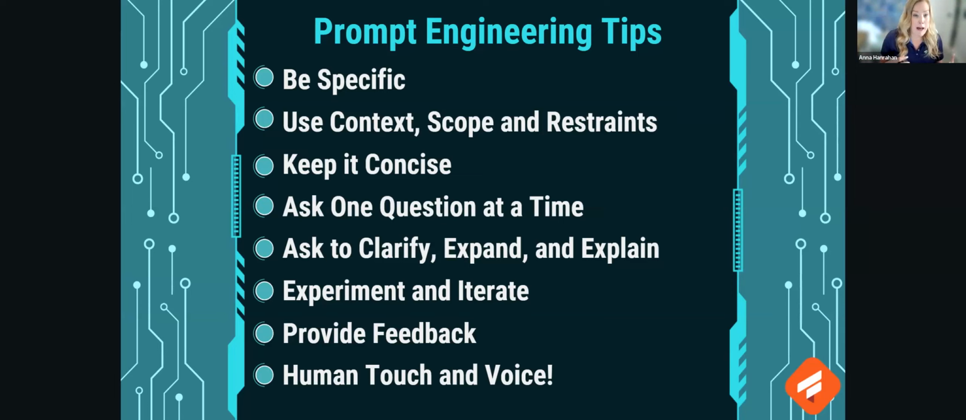This is not a Google box. You can put in things like context and scope and restraints. It's going to give you very specific answers back, but you need to let these chatbots know exactly what you're looking for. Now, you can go in after the fact and iterate and refine and experiment with it. But if you put a lot of thought into what you're asking at the beginning, you're going to have to do less of that as you go.